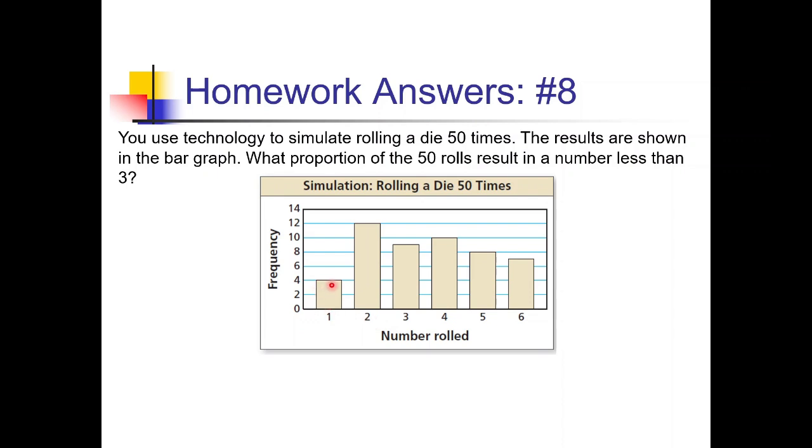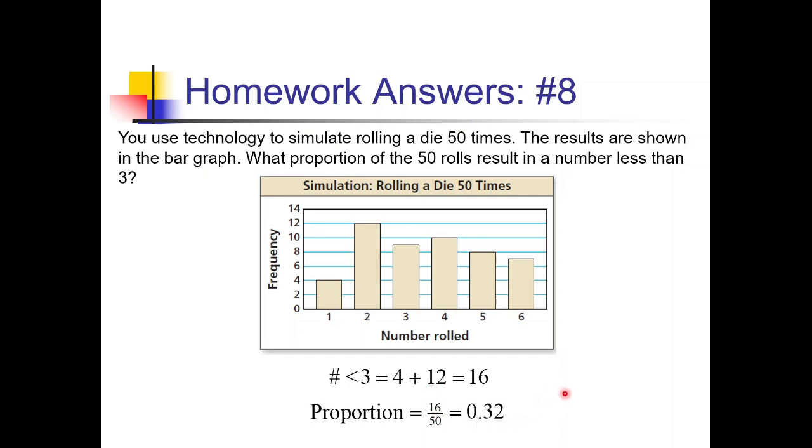For 1s, we've got 4 of those. For the 2s, we've got 12, so that's 4 plus 12, giving us 16. So we have 16 over the total rolls, so 16 over 50, that's our proportion. We could reduce that, or we could just turn it into a decimal. If we do a decimal, this is just going to be 0.32.